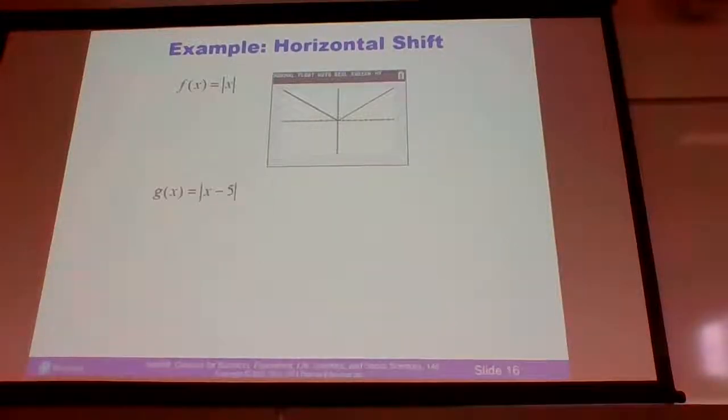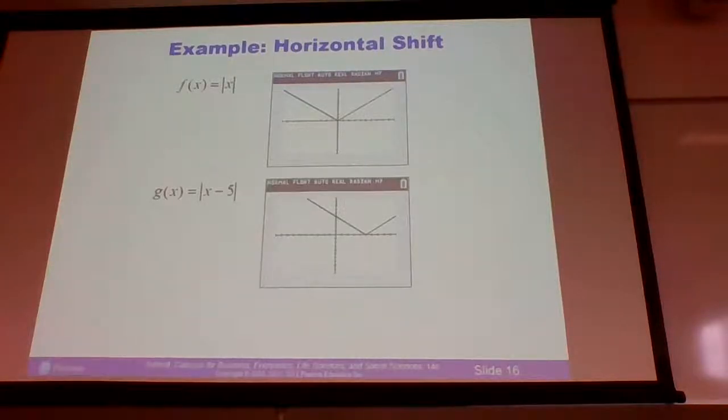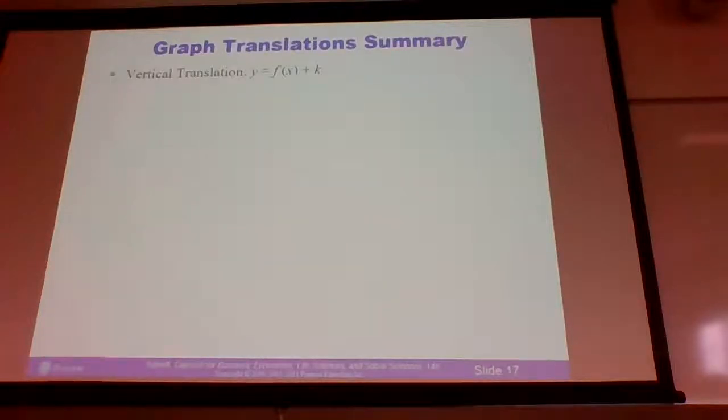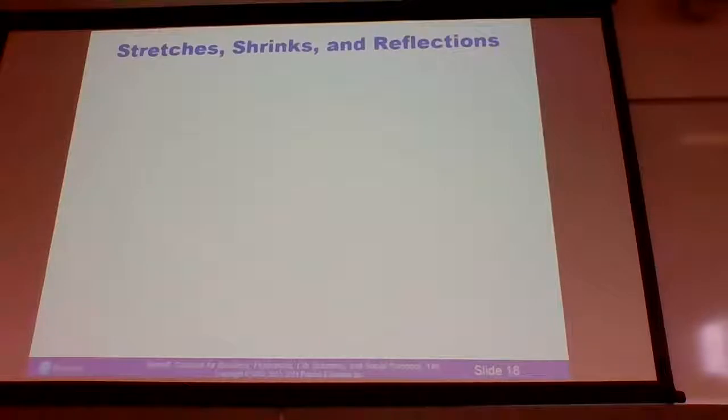Again, absolute value function. If I subtract 5, it's going to go to the right 5. All this can be done in your calculator to practice. So again, vertical, up and down, horizontal, left and right.